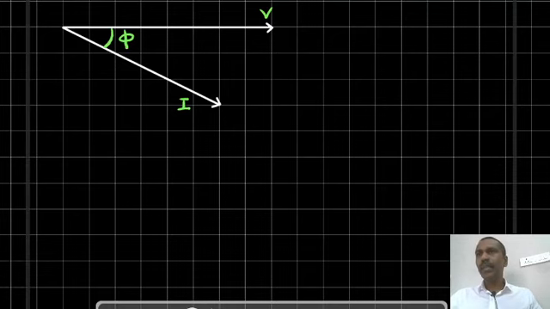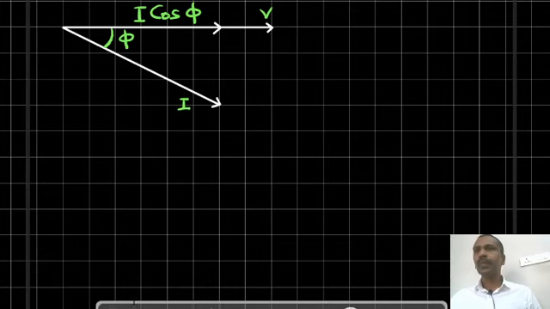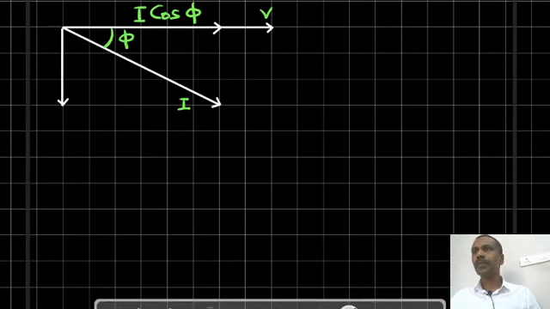So the current I lags behind the voltage by an angle phi. As you know, this current can be resolved into two components. This is the horizontal component. It is equal to I cos phi, and this is the vertical component, which is equal to I sin phi.